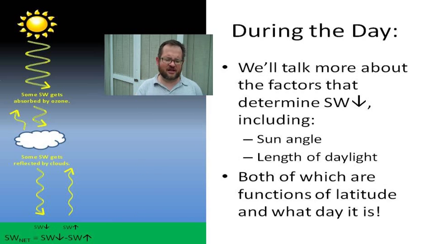Now, we're going to be talking more about the factors that determine that shortwave down in a little bit, in particular the sun angle, how high in the sky the sun is, and the length of daylight, how long the sun is up, later in this lecture. But both of those things turn out to be functions of both the latitude of the location you're talking about and the day of the year it is, and we'll get to that in just a little bit.